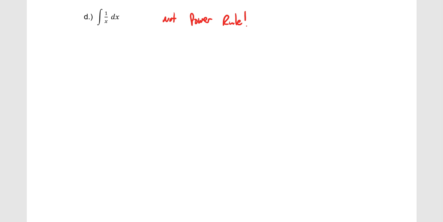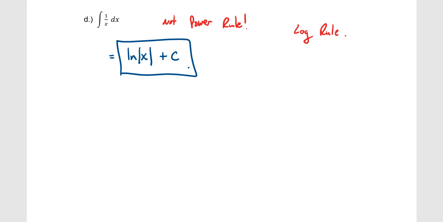Not the same thing. When it's 1 over x, when the exponent is 1 on x, this is when you get the ln of the absolute value of x. And then plus c. Once again, this is the log rule because it's 1 over x. The exponent on the x is a 1. If it's not a 1, then it becomes the power rule. When it's a 1, it is the natural log of the absolute value of x plus c.